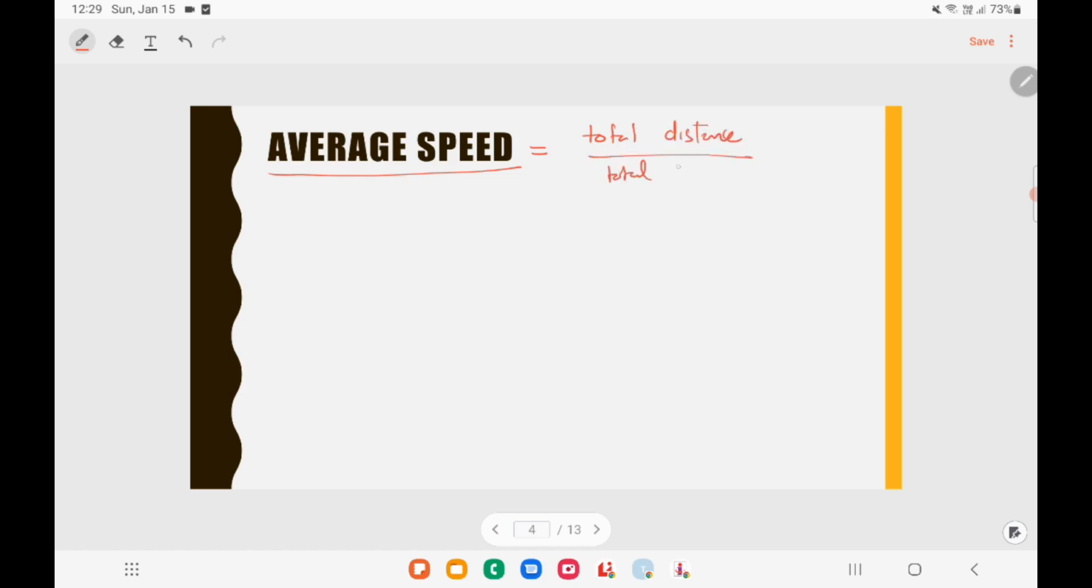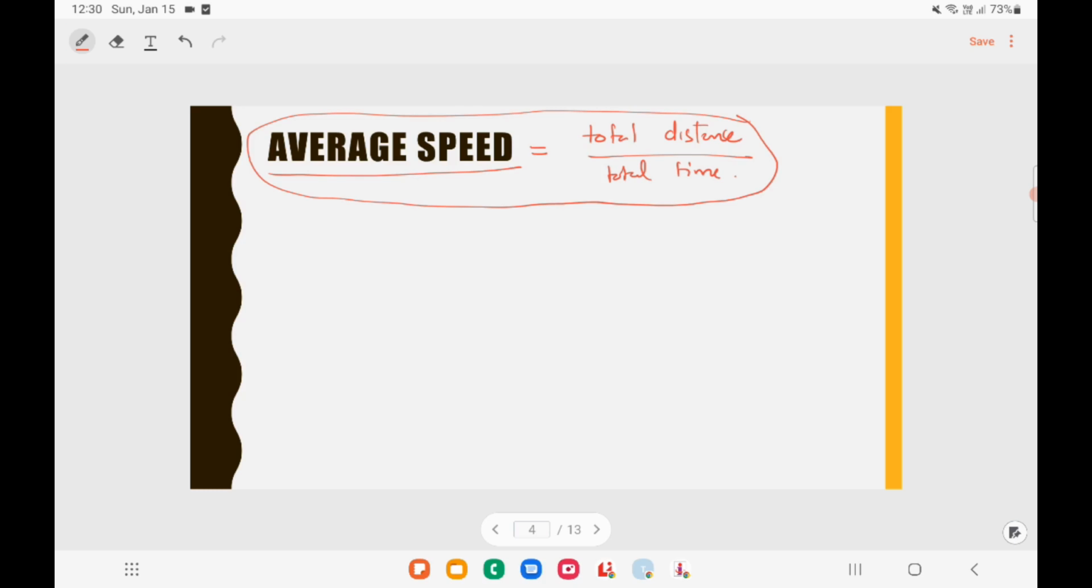Here "total" is actually important, I will tell you why. So just remember this equation: average speed is equal to total distance by total time. Anyway, you know speed is equal to distance by time, right? So if you remember this equation, you can solve any questions, any cases. Just remember this equation.